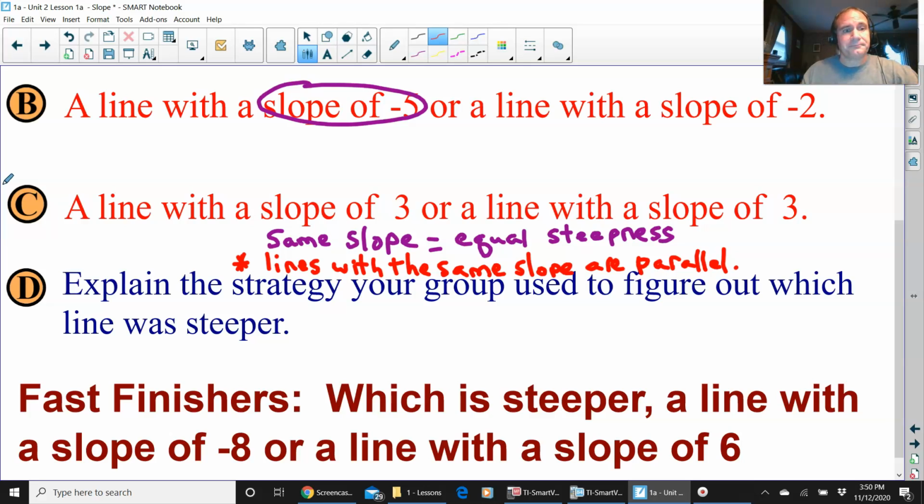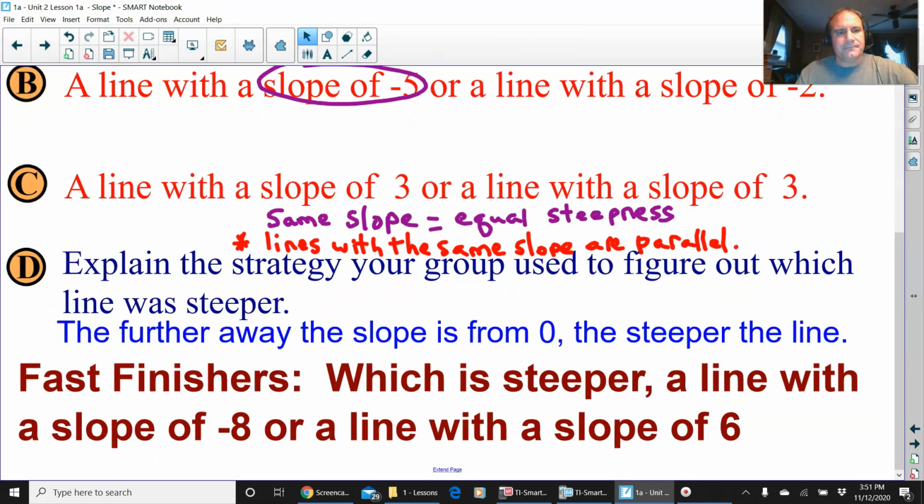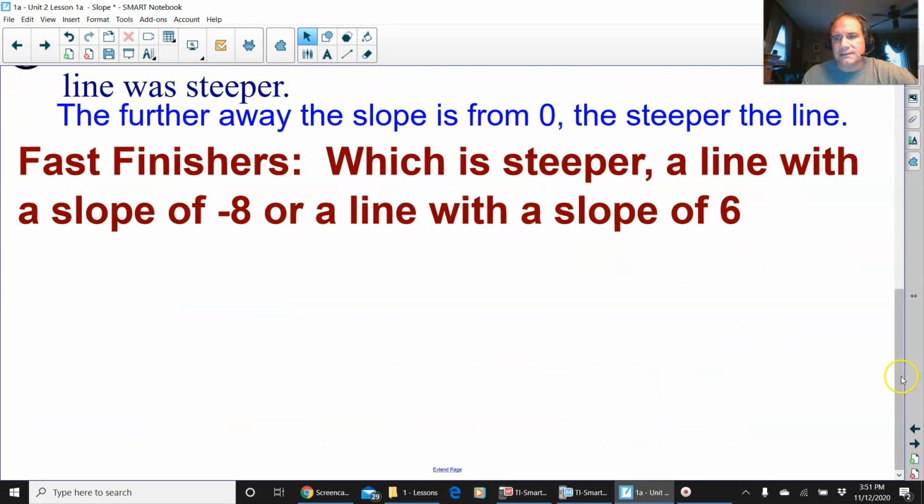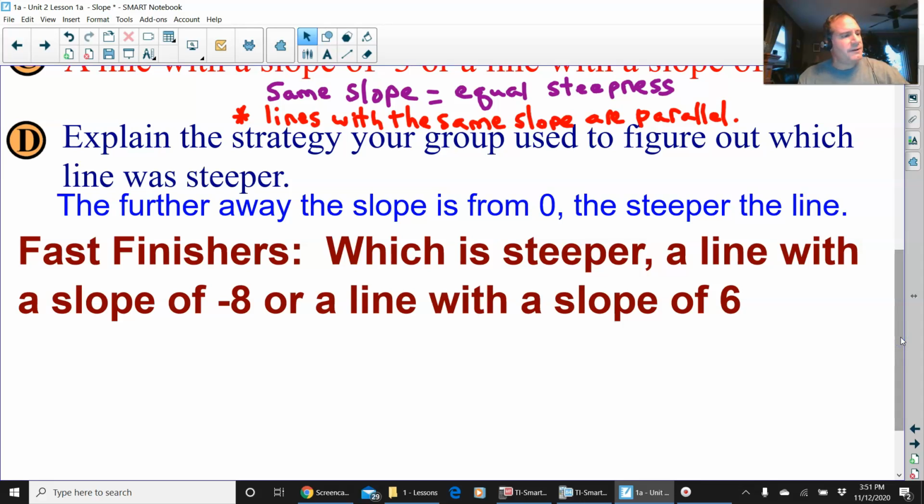And that's it. Explain the strategy that your group used to figure out which line was steeper. And I'm just going to recopy that the slope that is further away from 0 is the steeper line. And that's what you should really put down. Make sure you understand the further away that slope is from 0, the steeper the line. Alright, fast finisher. Which is steeper, a line with a slope of -8 or a line with a slope of 6?